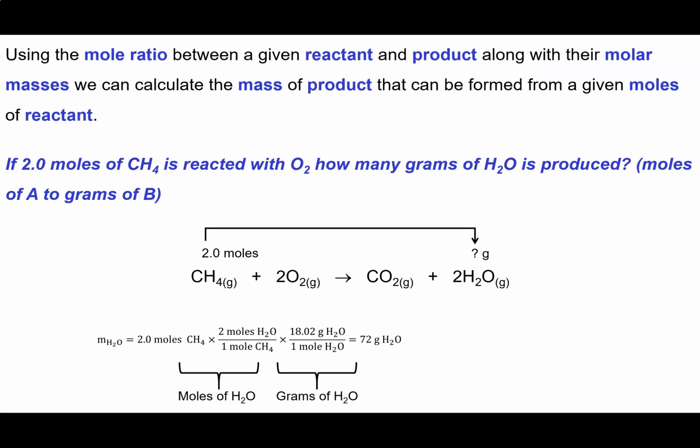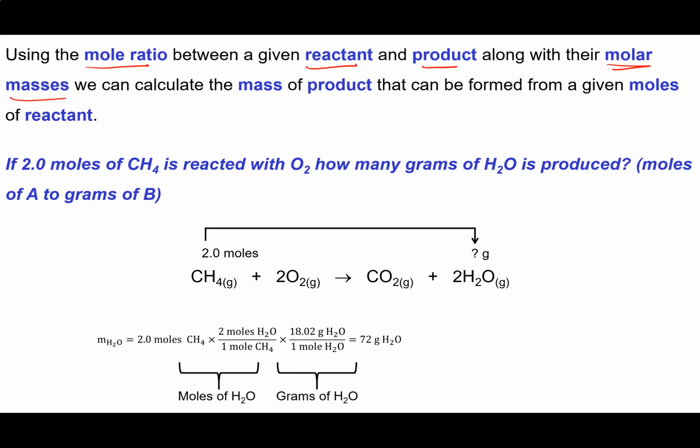Okay, so if you have a mole ratio that describes the relationship between reactants and products, and you also know the formulas of those reactants and products so you can get their molar masses, you can figure out how many grams of a product you can make if you're given the moles of the reactant. So this is often referred to as moles of A to grams of B. So moles of one thing, converting it to grams of another thing. So here's a good example. We're going to use that combustion of methane reaction again.